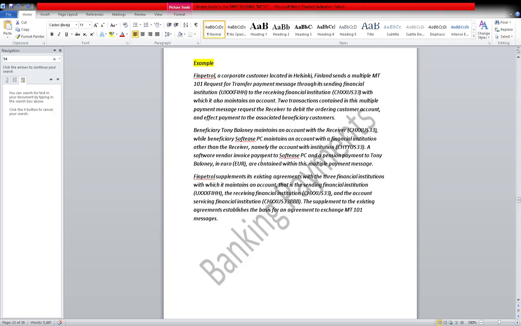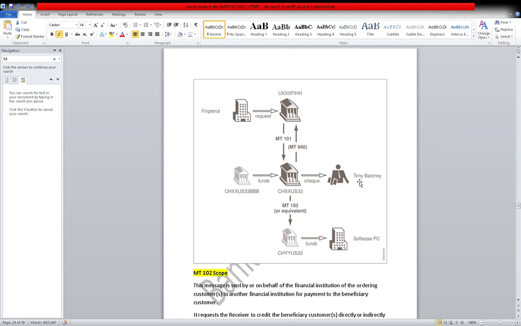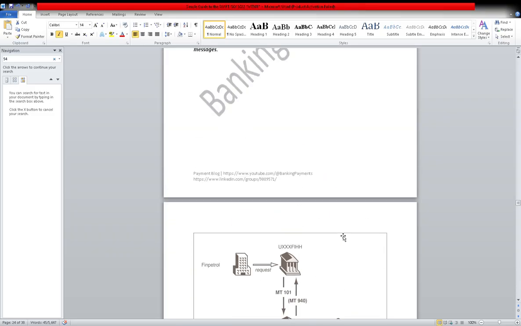A software vendor invoice payment and a pension payment to Tony Belloni in euro are contained within the multiple payment message, because we have sent two messages one by one. One payment has been sent to Tony Belloni, it is MT101. Okay, and that is in the same MT, but another message can be sent as a payment to a different bank called Softage PC. So this is converted from MT101 to MT103, and it is sent to Softage PC in simple language. Okay, this fund has been sent.